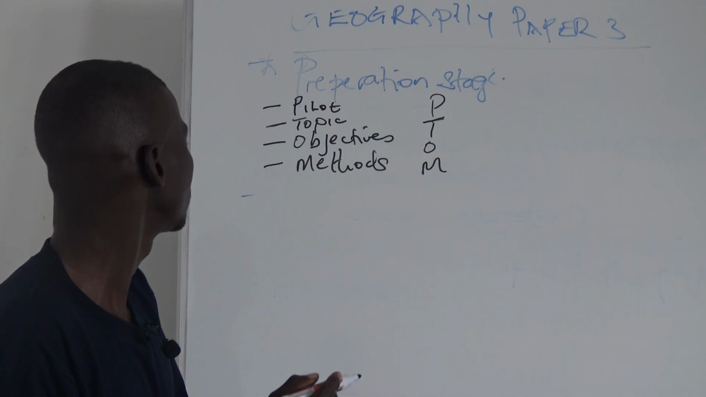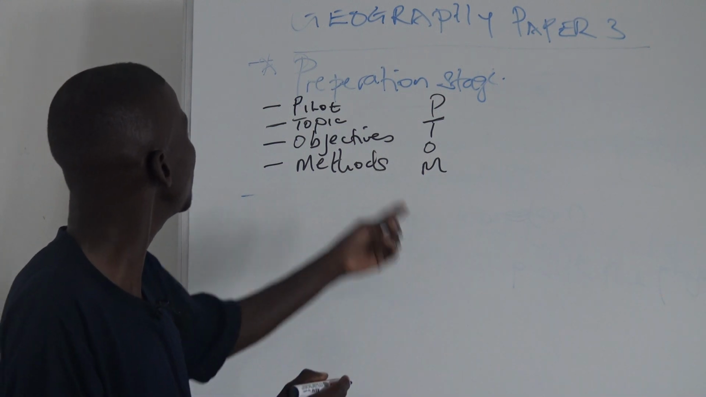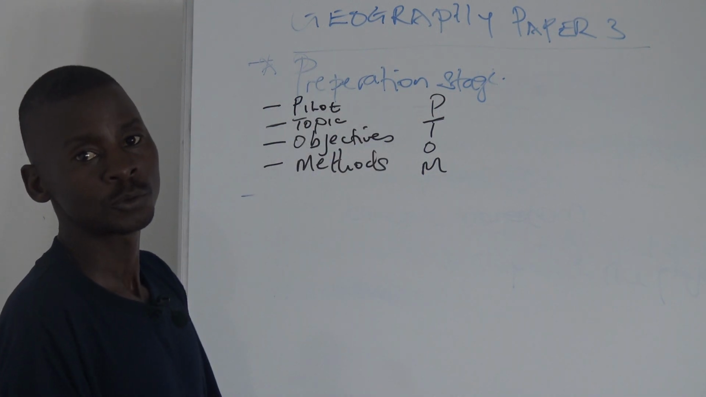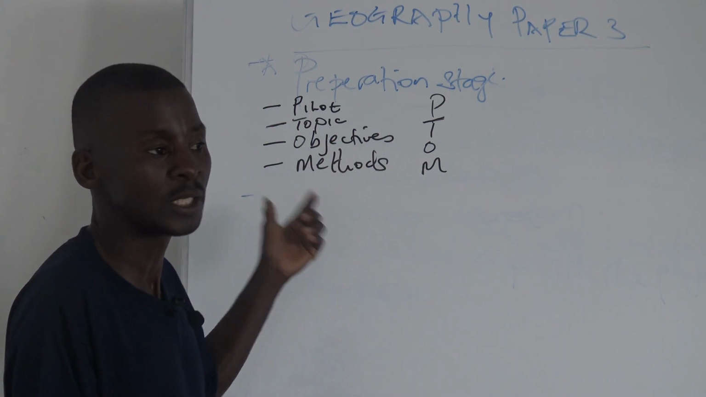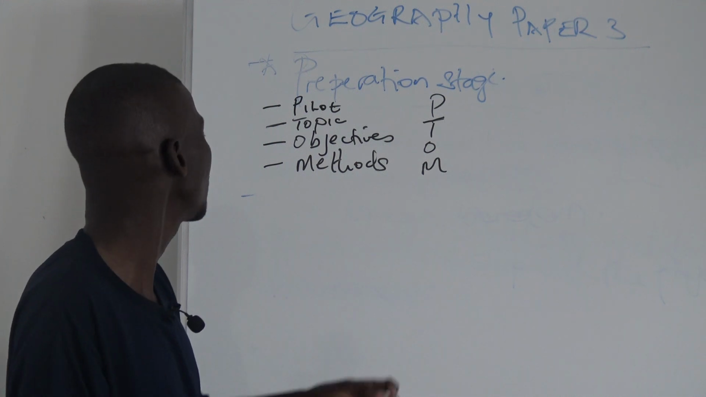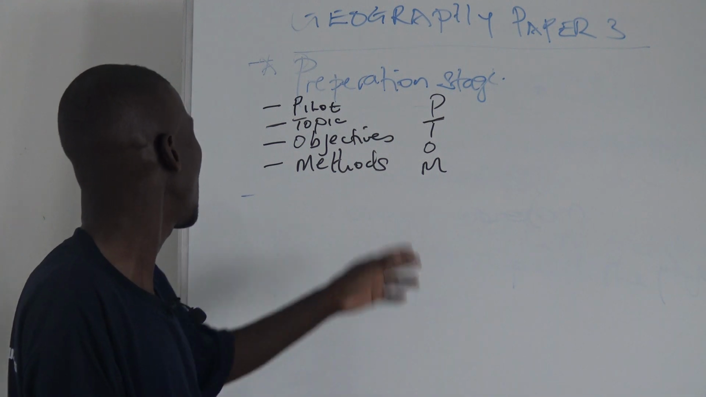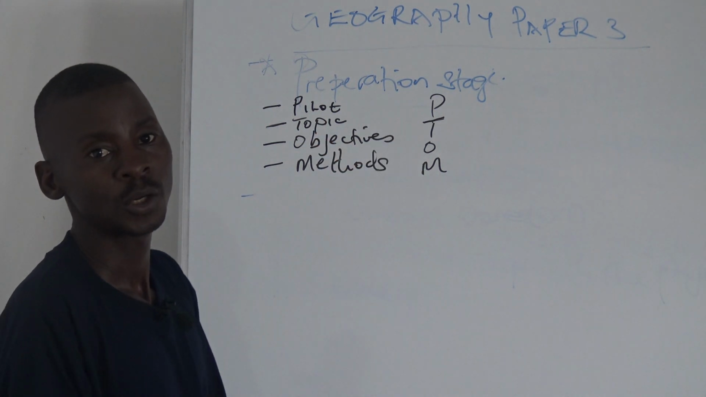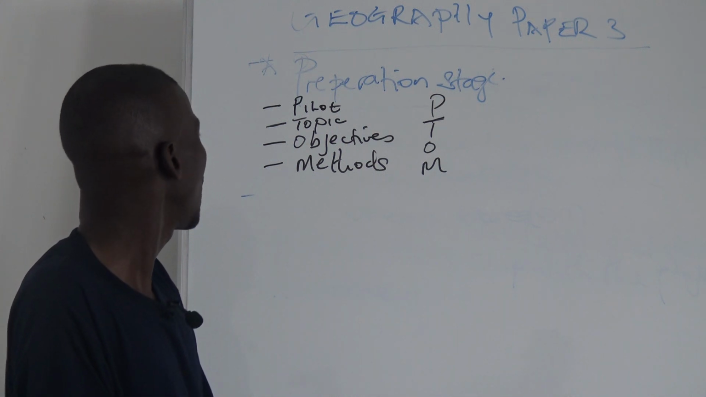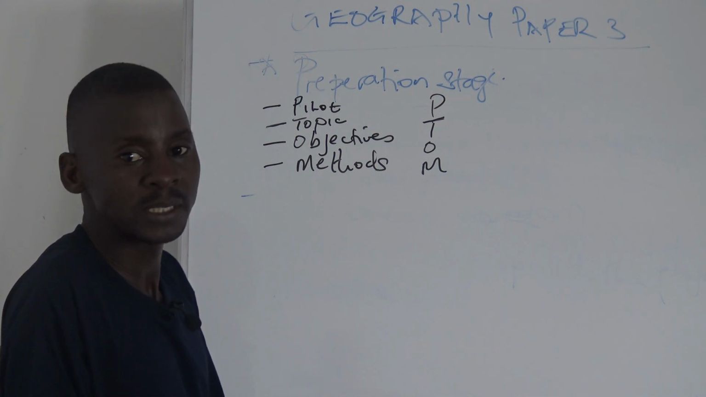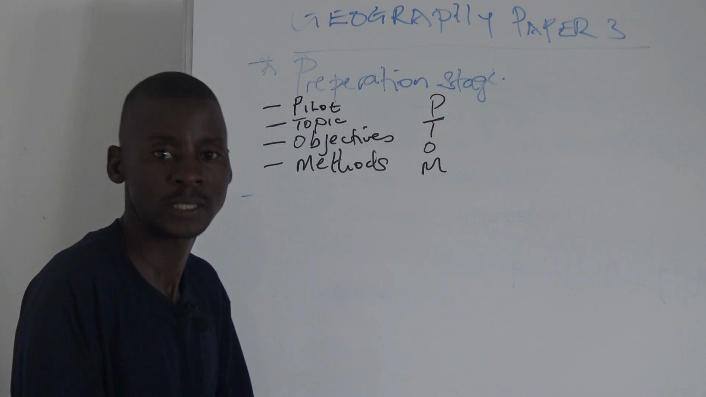Then you write objectives. Objectives should also be in relation to the topic. You can't write objectives that are different from the topic. They should be related. There should be a very big relationship between the topic of study and the objectives of study. So those things are very vital, and they form the basis of fieldwork, and they are under what we call the preparation stage.